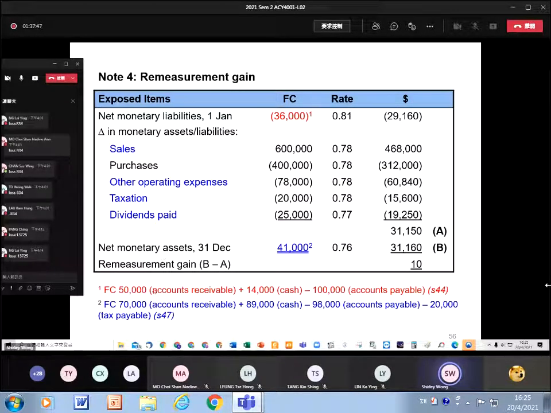And then for the year-end date, we will have accounts receivable, cash, accounts payable, and tax payable. And then when you do the calculation, it is a positive figure. So we call it net monetary asset. 咁記住啦，淨係 monetary 嗰啲攞出嚟啫。And then during the year, we find out those that are not using closing rate.